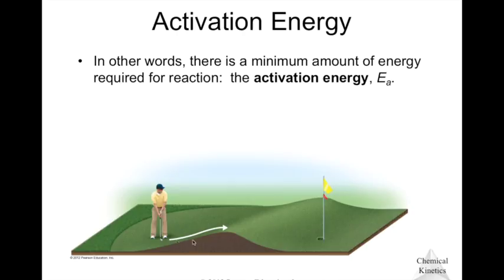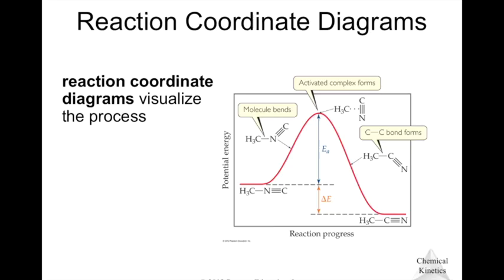So their analogy here is the golfer here. If he only gives a soft putt, the ball might not make it over. He has to give it at least enough energy to get the ball over the hump, and then he can get down to the pin. This is the energy basically that you need to stretch, bend, and then ultimately break the bonds so that you can form some new bonds.